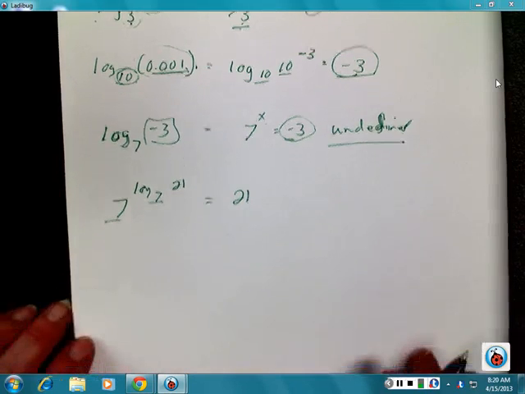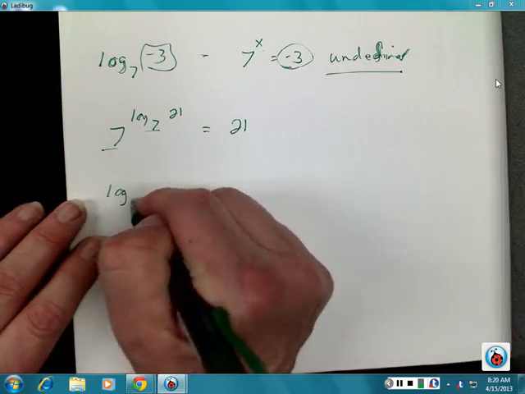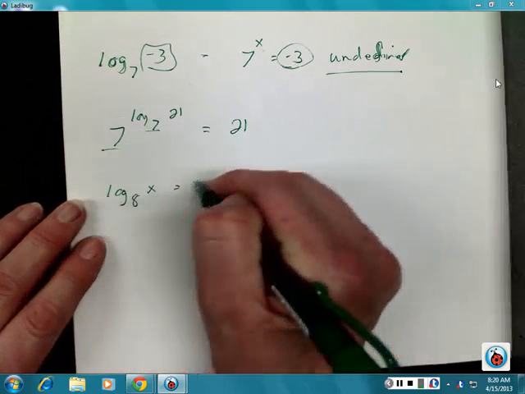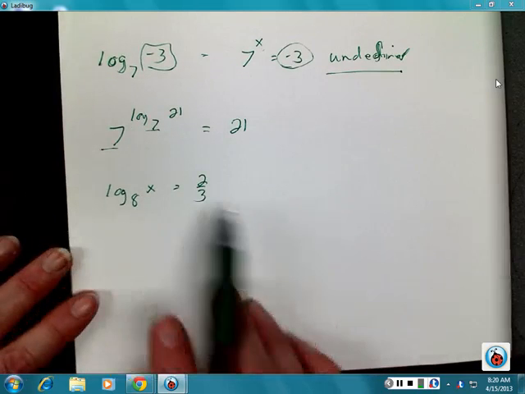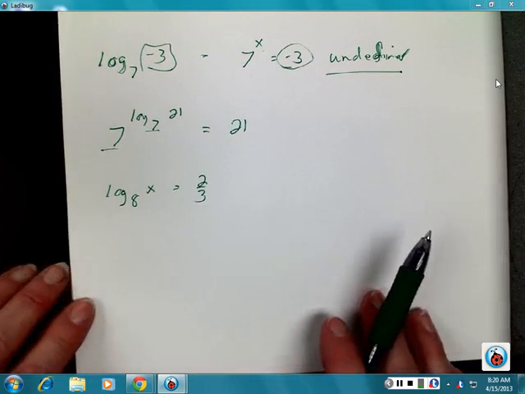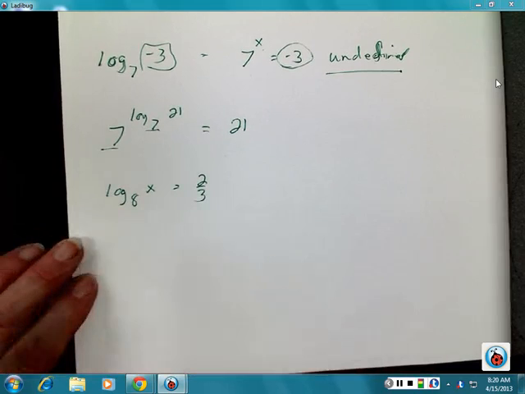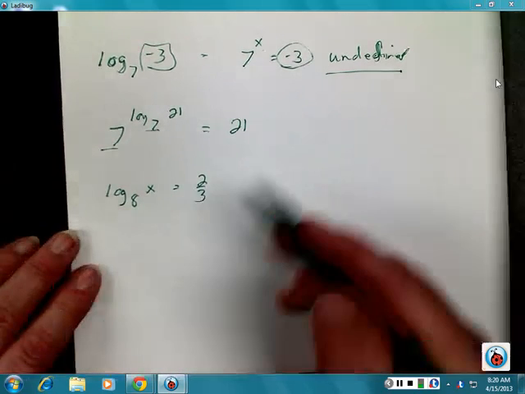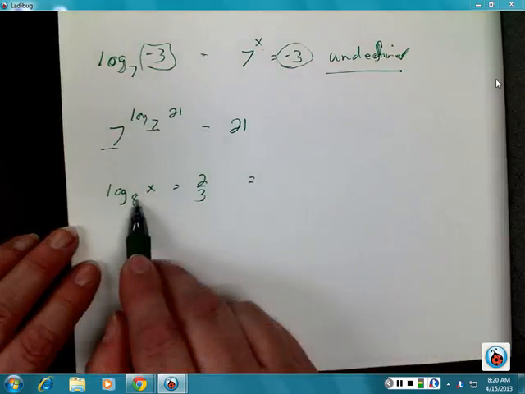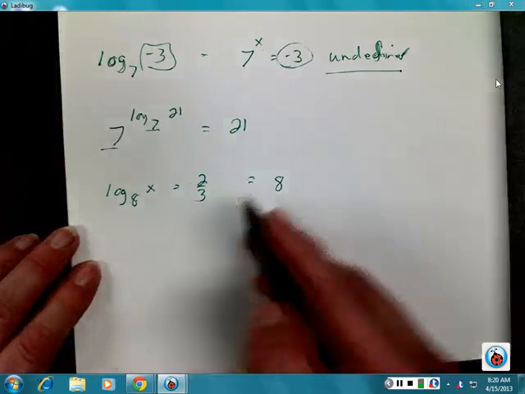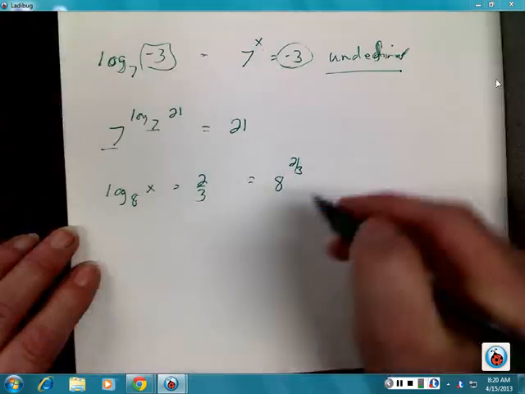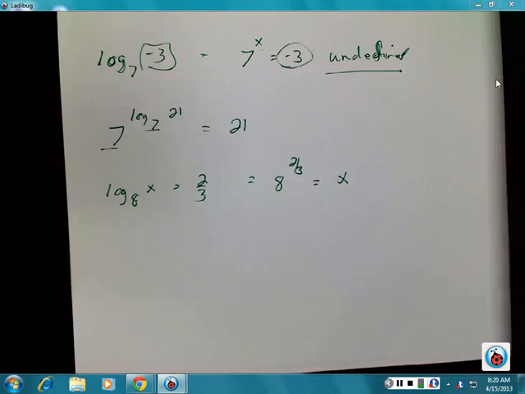If you have one that looks like this, log 8x equals 2/3, what am I going to end up with? So if I take this thing, if I turn it back into exponential form, what's the pattern going to be? Well, it's going to be 8. This answer on the other side of my log is my exponent. So I end up with 8 to the 2/3 equals x.